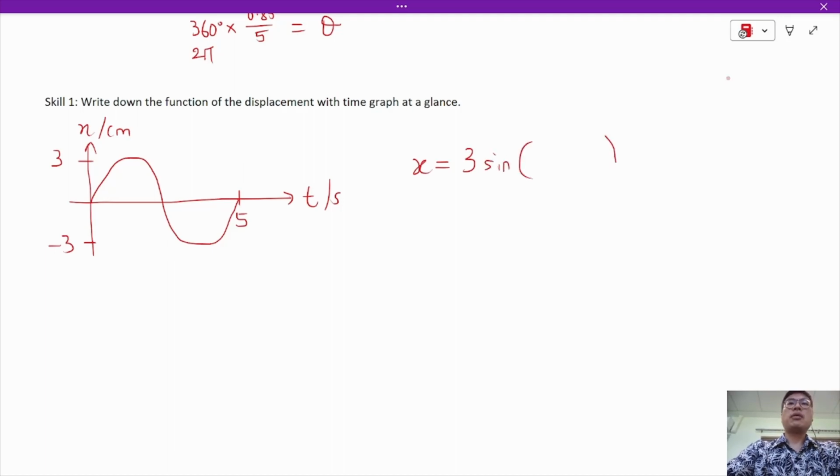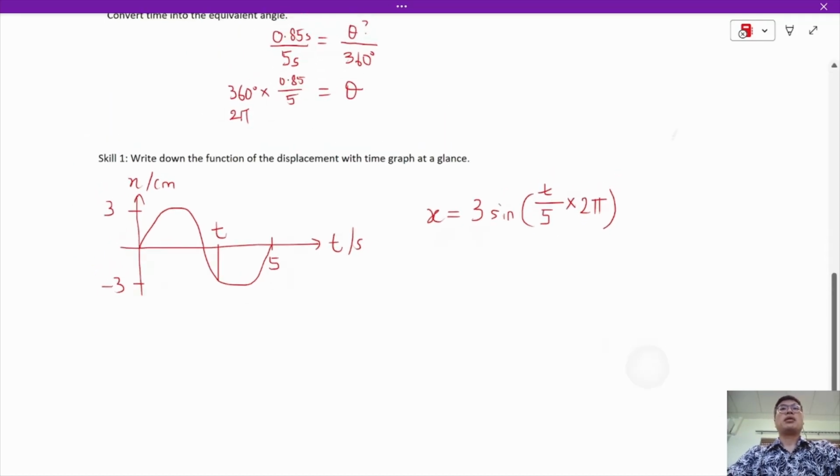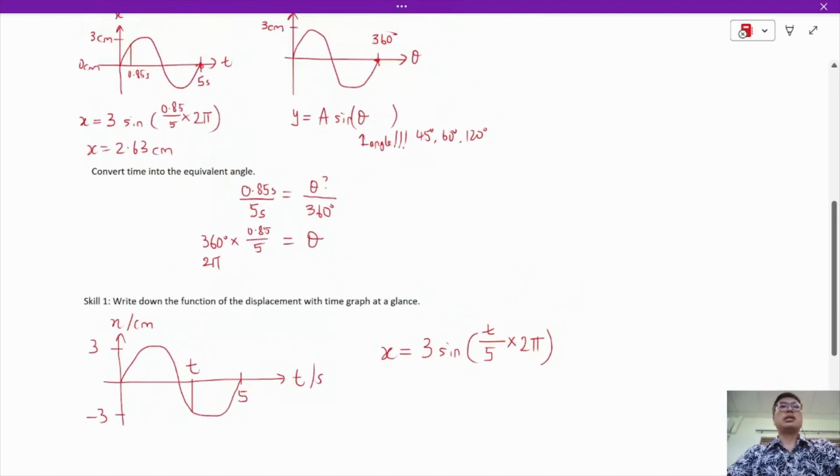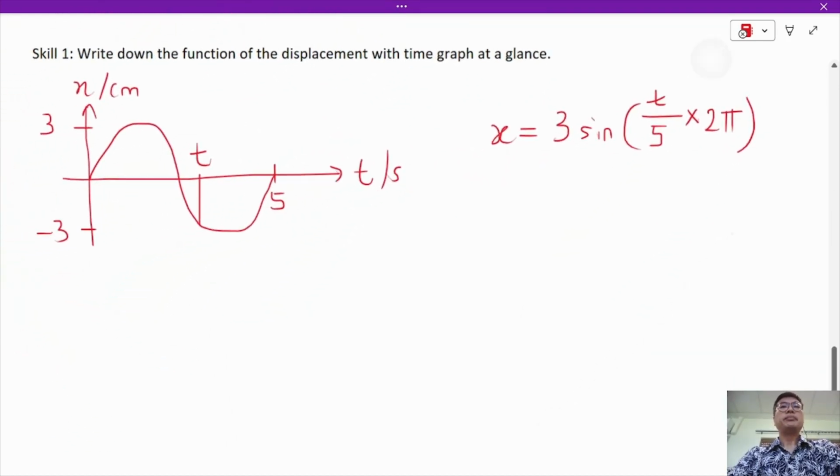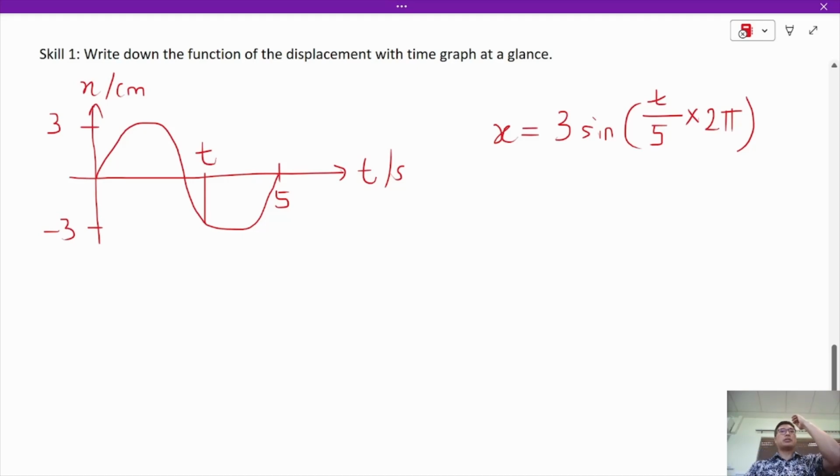Now, I want to find the displacement at a particular time t. So do you remember how we convert the time t into an equivalent angle? That's right. We take t divided by 5. Then we multiply it by 360 degrees or 2 pi. So this is the function that we got. It's exactly what we did just now. So we have learned skill number 1. We are able to write down the function of the displacement with time graph at a single glance.